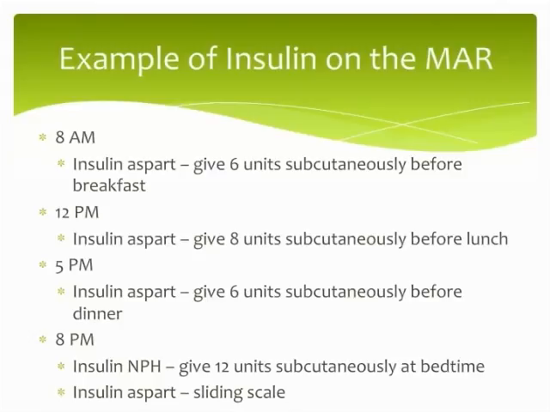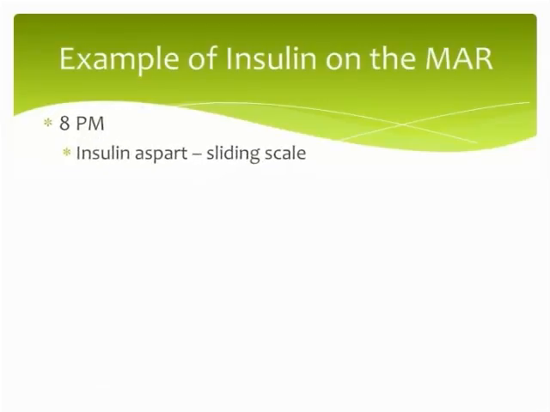Remember, insulin NPH is an intermediate-acting insulin lasting 16 to 24 hours and is given at bedtime to help control blood sugar during this same time period. As we saw from the previous slide, at 8 p.m., the resident would be given insulin aspart according to a sliding scale. The blood sugar must be checked per the doctor's order, and based on the blood sugar level reading on the meter, is given the corresponding amount of insulin.